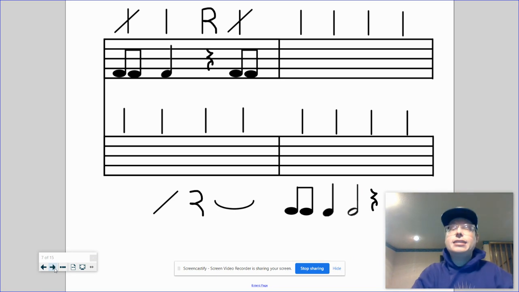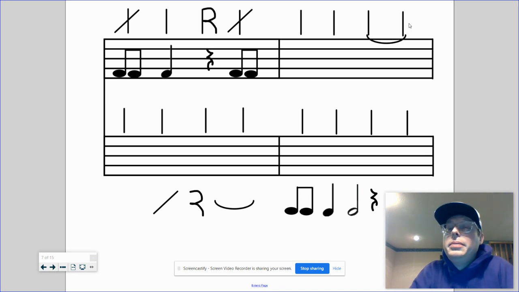Okay, let's do the second example. Now, the second example is going to incorporate this tie. So if I had a sound that went like this, take a look at my sticks. It would go 1, 2, 3. Listen again. 1, 2, 3.